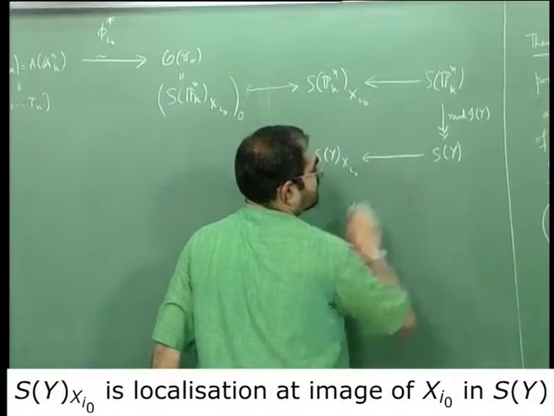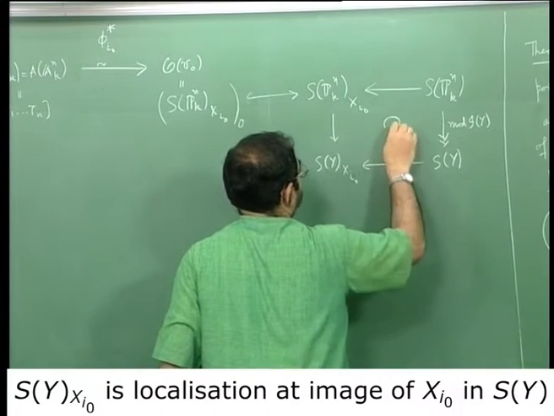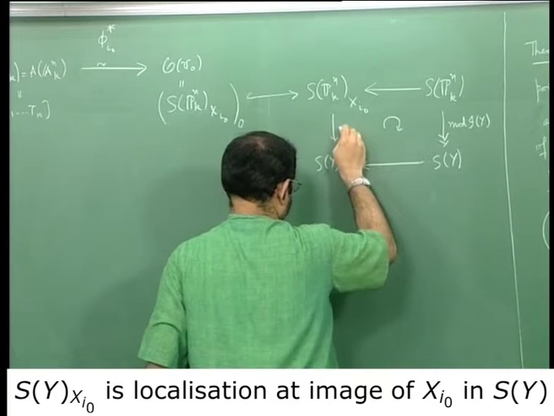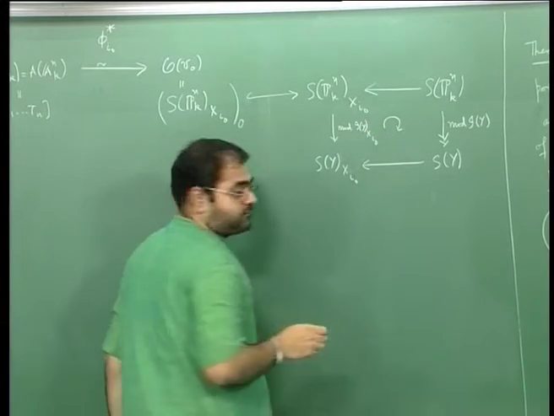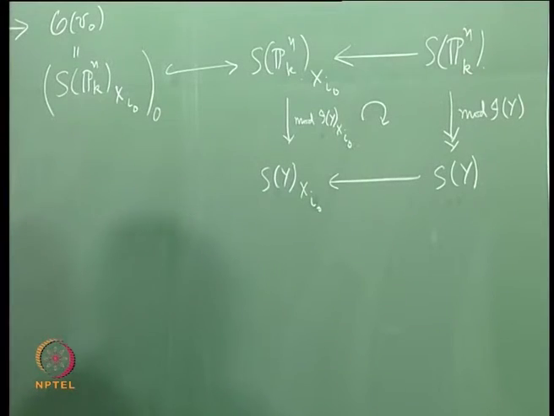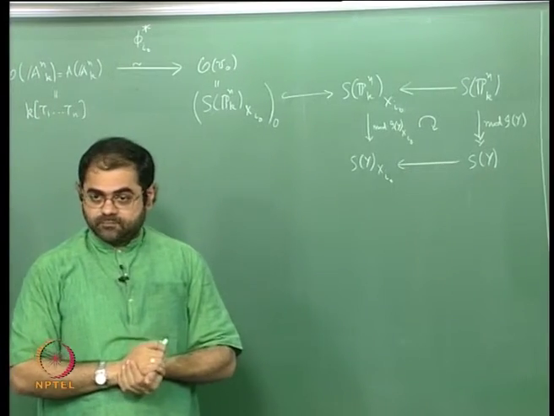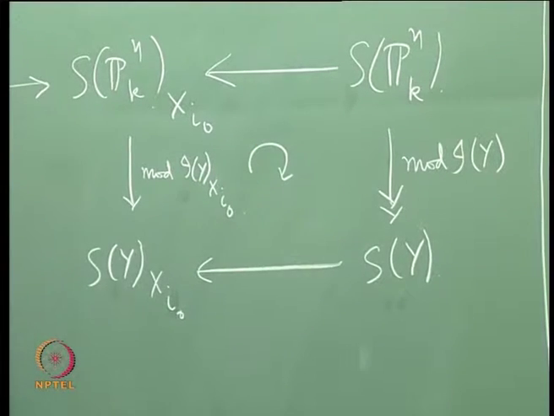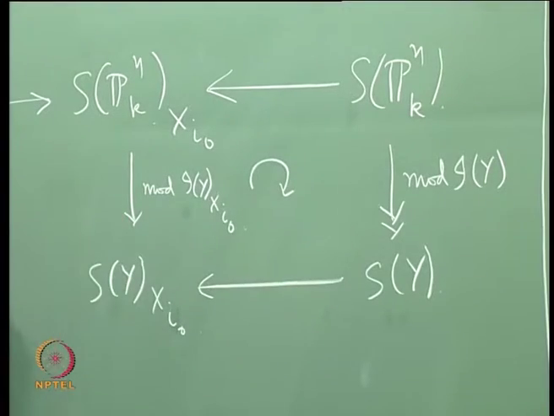Okay, so this is the localization. On the other hand, what I can do is first localize at xi naught and then go mod Iy localized at xi naught. So not only can you localize a ring, you can also localize an ideal in the ring. In fact, you can localize a module. Iy is an ideal there, and you can therefore localize it. Okay, this is the localization.